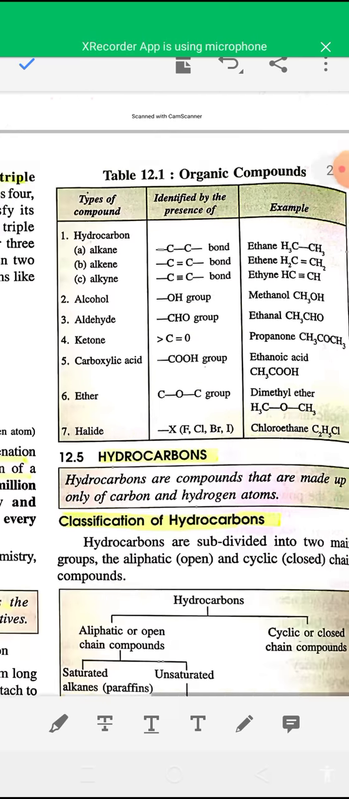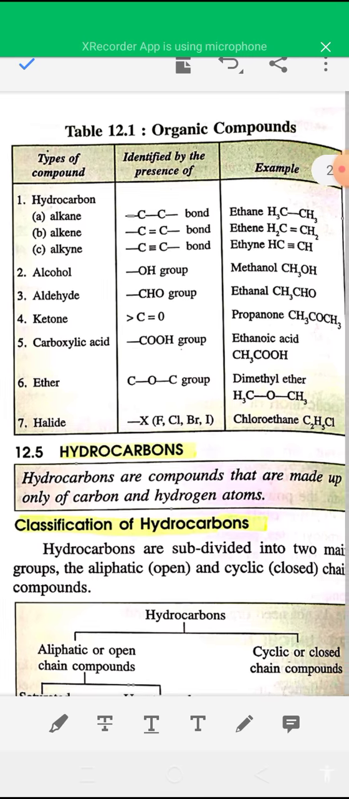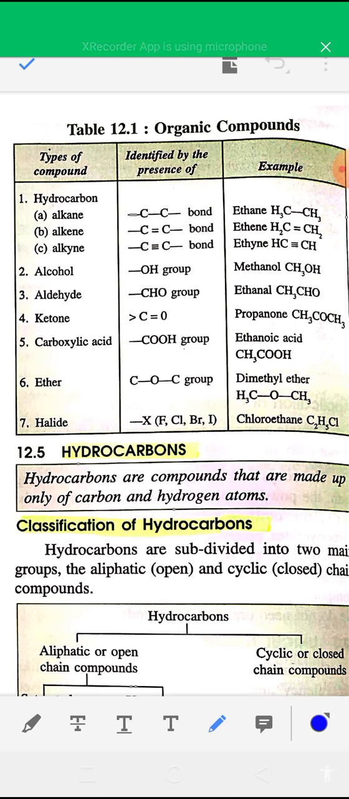In this table 12.1, you can see types of organic compounds. Organic compounds can be classified as hydrocarbon, alcohol, aldehyde, ketone, carboxylic acid, ether, and halide, and these compounds are identified by the presence of certain groups. For example, hydrocarbons are of three types: alkane, alkene, and alkyne. In alkane, carbon-carbon single bonds are present. In alkene, a carbon-carbon double bond must be present. In alkyne, a carbon-carbon triple bond must be present. Examples are also given here.